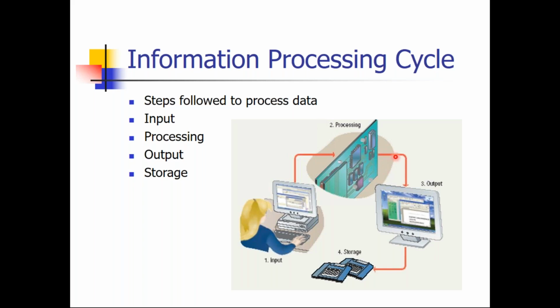After processing, it is displayed on the screen. The content displayed on the screen we call output, be it a movie, a text, or whatever it might be. Finally, it gets stored on the hard disk, which is what we call a storage device.